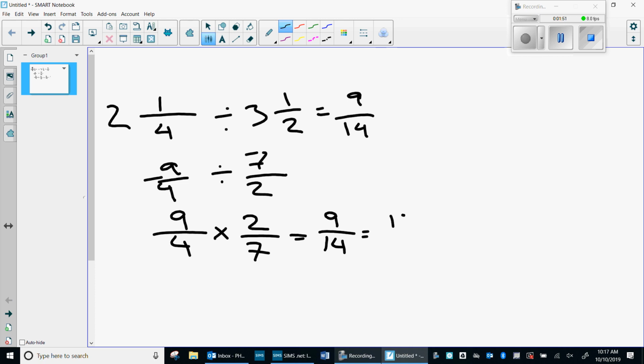Okay, because remember, you're going too far. You're going to the 9/14 too quickly. So how do we multiply fractions? Times the numerator and the denominator. Yep, times the numerators. So 9 times 2 is 18. 4 times 7 is 28. And what does that reduce down to? 9/14. Okay, so that's that question.